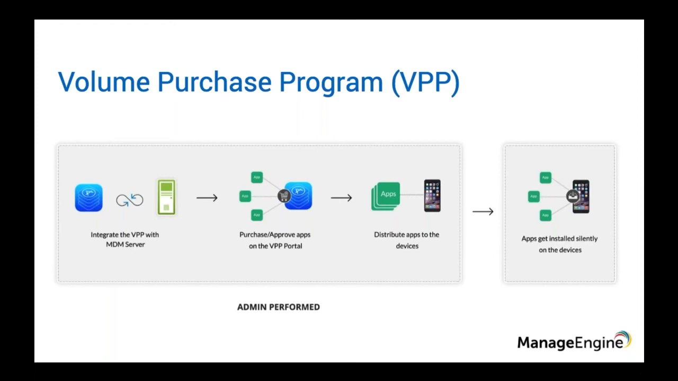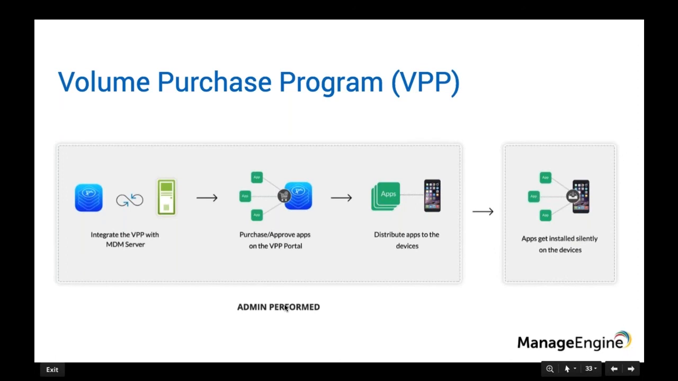So this is how the volume purchase program works in MDM. Firstly, you integrate VPP with the MDM server by providing your VPP account. Then you purchase or approve apps on the VPP portal. Since the VPP and MDM server are integrated, you're essentially adding apps to the app repository present on the MDM server. Then you distribute the apps that you have purchased to the devices, which automatically get installed on the device. The first three steps are admin performed and are one time.